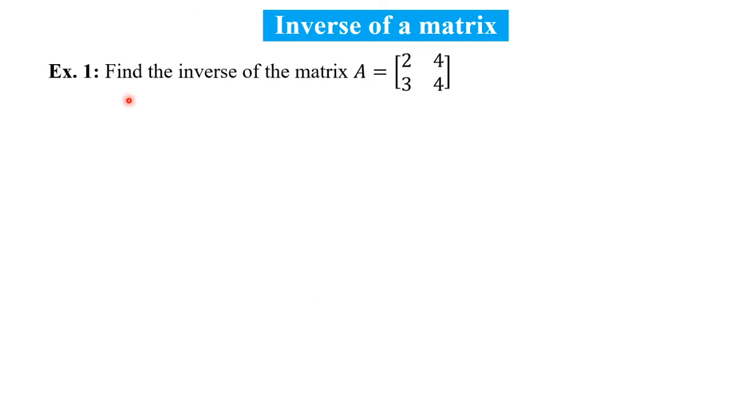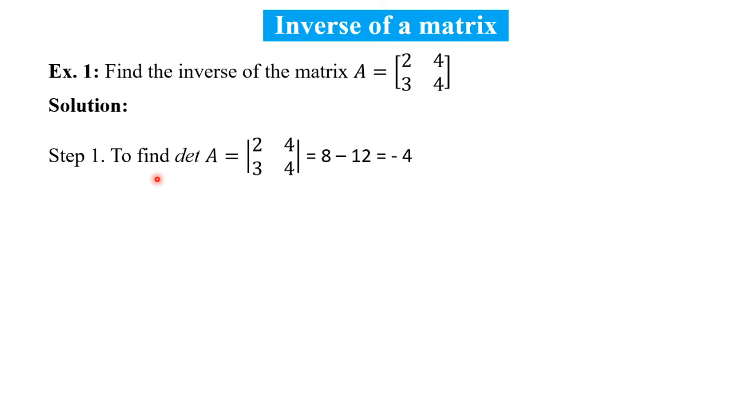Let us see example number 1. Find the inverse of the matrix A of order 2, 2: 2, 4, 3, 8. Solution. Step number 1: to find the determinant A. Write this matrix in the form of a determinant: 2, 4, 3, 8. Then 2 into 8, 16 minus 4 into 3, 12 is equal to 4.